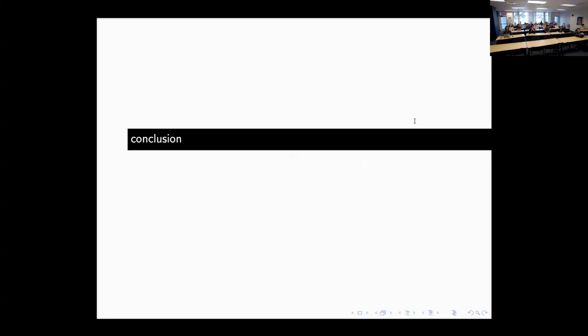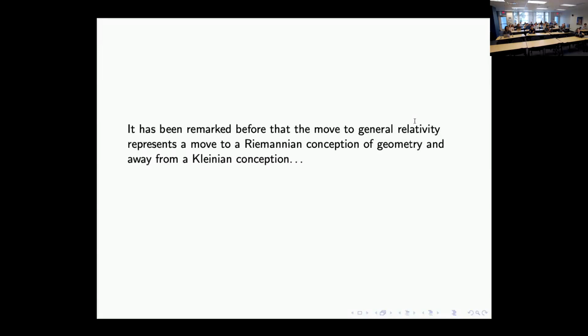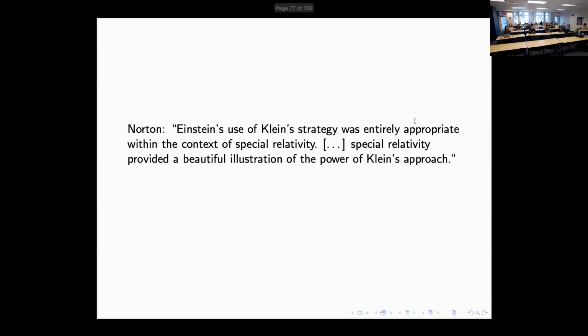Okay, I'd like to conclude by making a few remarks. First, a precedent for these results in the literature. It's been remarked before that the move to general relativity represents a move to a Riemannian conception of geometry and away from a Kleinian conception. In the 90s, John Norton, in a series of papers, put forward ideas like this. He attributed them to Cartan. So Norton says that Einstein used something like Klein's strategy in the context of special relativity. It was entirely appropriate.